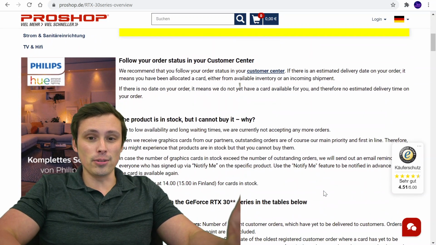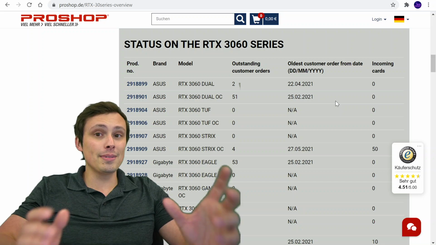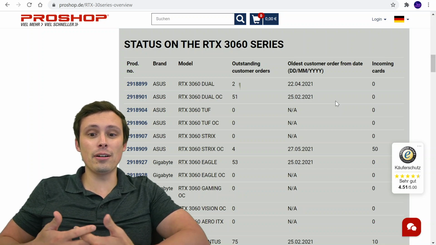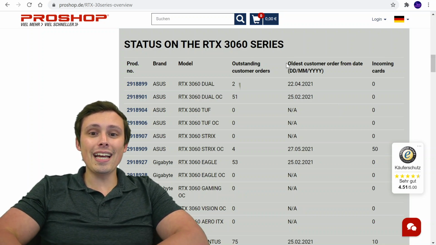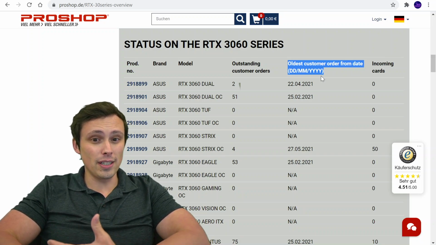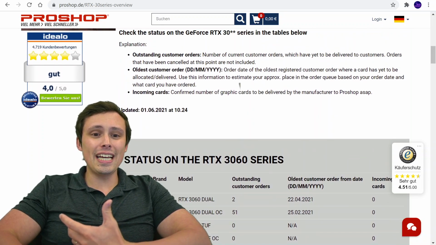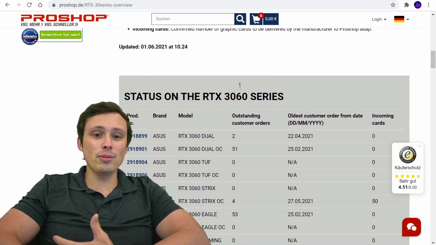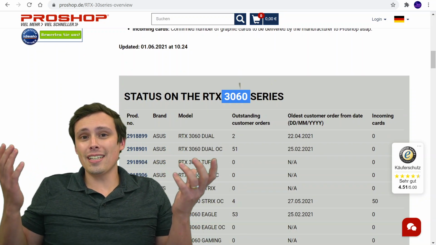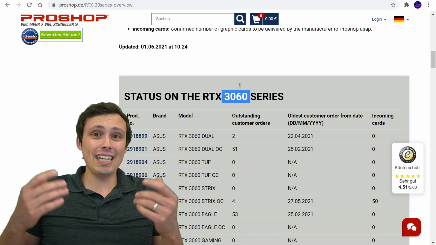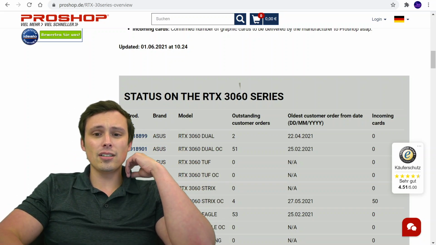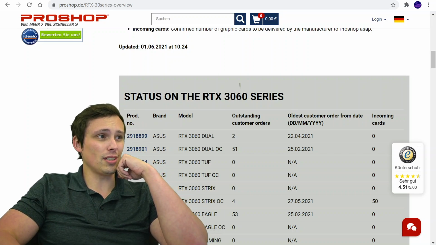What I like is that they actually track some data for us on availability and how many cards are incoming, which cards and how many. Also, we can see how old their oldest customer orders are that have yet to be fulfilled. We've got this for the Nvidia cards as well as the AMD cards, and we have it series by series. So we can compare where more cards are coming in. The 3060s, 3080s, 3070s, 3090s, which one's getting more incoming cards? Anyway, let's take a look and see what sorts of conclusions we can draw.